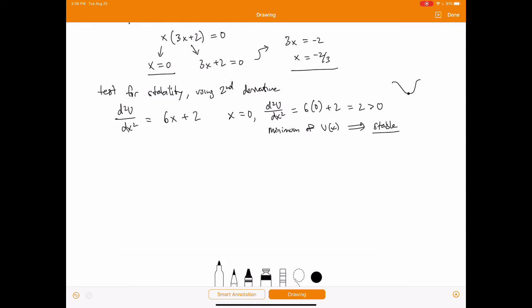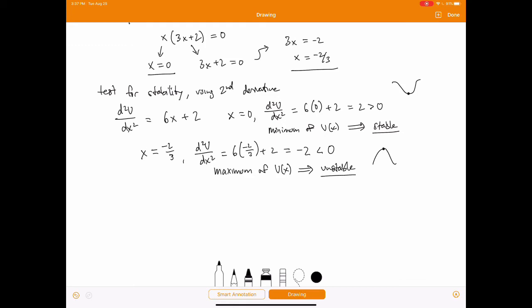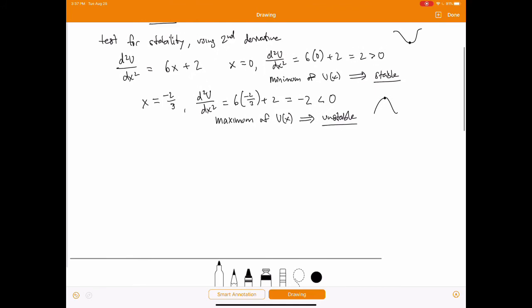Okay, the next one we'll test is x equals minus 2/3. We'll look at the second derivative in that case. So we're going to have 6 times minus 2/3 plus 2. So 6 times minus 2/3, that's minus 4. And then plus 2 gives minus 2. The point is, this is something negative. So we have a concave down shape, in other words. So we're dealing with a maximum in the potential energy, which means that point is unstable. So we found the two equilibrium points. One of them is stable, the other is unstable.